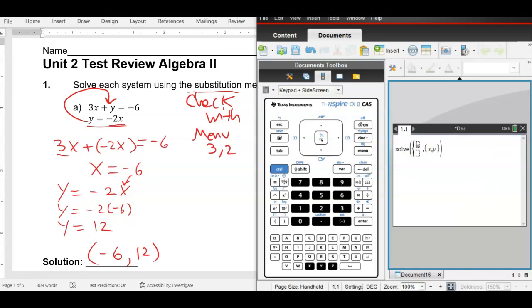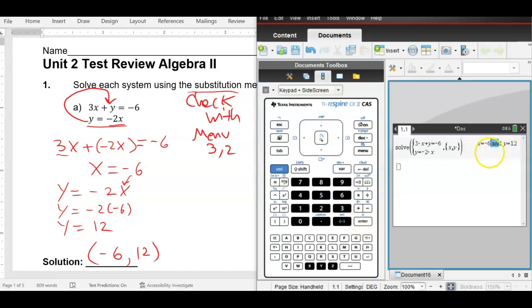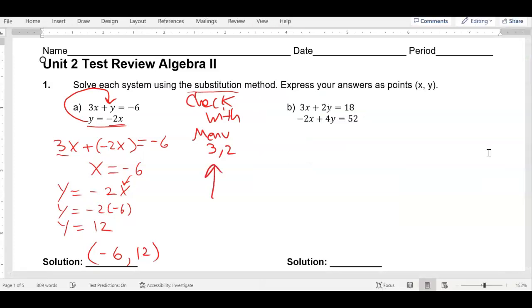So on the top, I'm going to put in 3x plus y equals negative 6. Go down, and then y equals negative 2x. Hit enter. Yours will say negative 6 comma 12. Mine says it like this, but you get the answer. I've checked it with menu 3, 2. Please do that. Make sure you have the right answer.